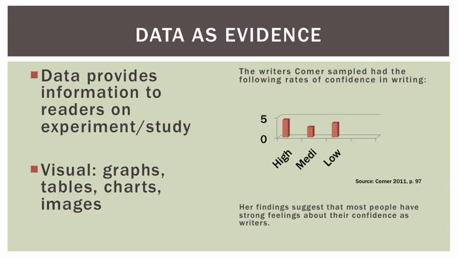Let's first think about data as evidence, and data provides information to readers on an experiment or a study. It's very visual, often in nature. So here's an example. The writers Comer sampled had the following rates of confidence in writing. And then I have given you an example of framing it below here, right? It's framed below and above with this evidence sandwich, I guess. Her findings suggest that most people have strong feelings about their confidence as writers, and so therefore I'm explicating what in this table you're supposed to notice. Now your readers might notice other stuff, and that's good because that's what forwarding knowledge is. They'll take your work and then they'll notice something else, but you want to frame it in this way.